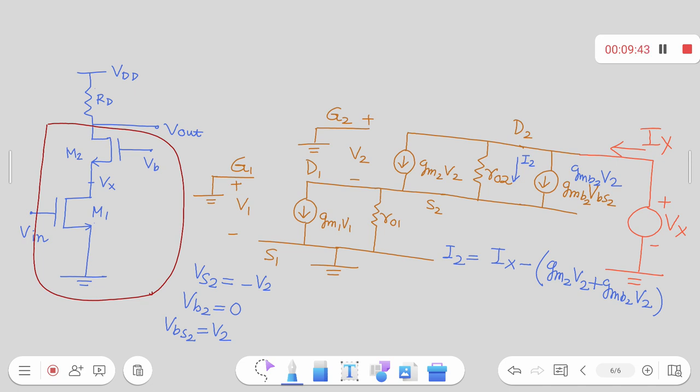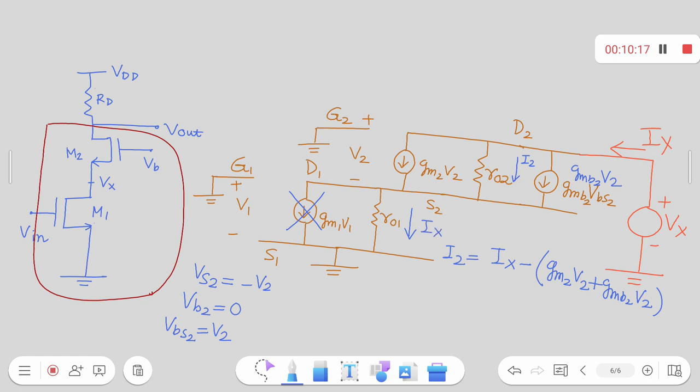Is it okay? Then, another point, let's take a look at this V1. So what is that voltage V1? Zero, because V1 and S1, both of them are connected to AC ground. So this is absent, basically, right? So what about the current flowing through RO1? This is the summation of these three: GM2 V2 plus GMB2 V2 plus I2. That is basically Ix. So the current flowing through RO1 is Ix.